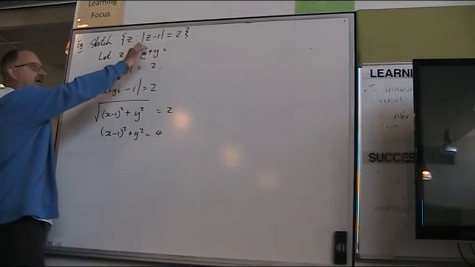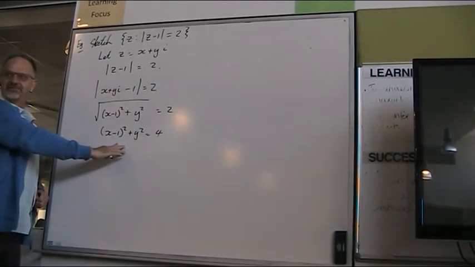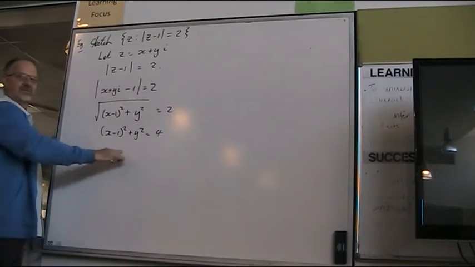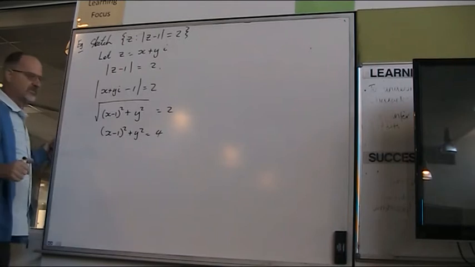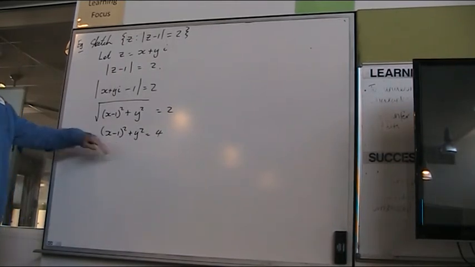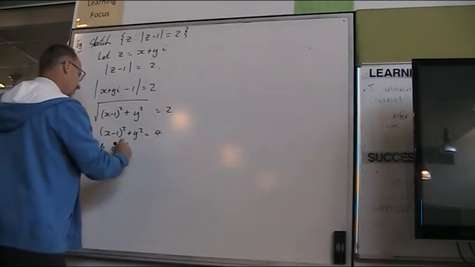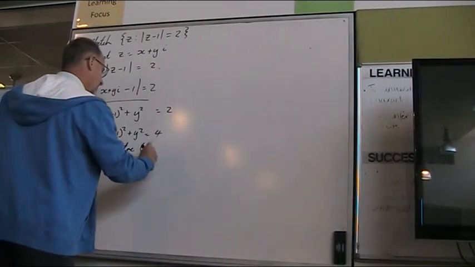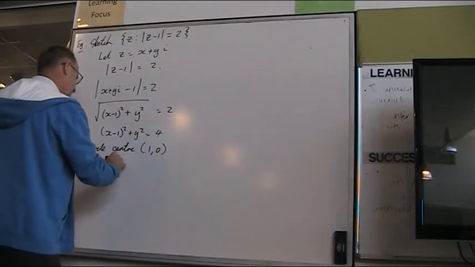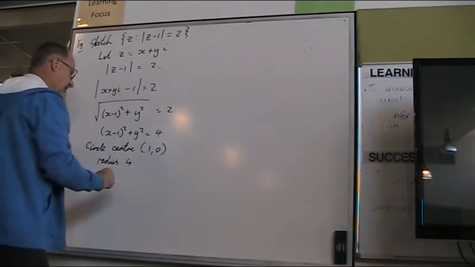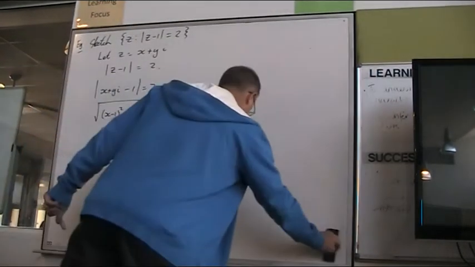So you can see up here, in Cartesian form, it's far more recognisable as a circle than this up here is. So, circle, centre 1, 0, radius 4, radius 2.